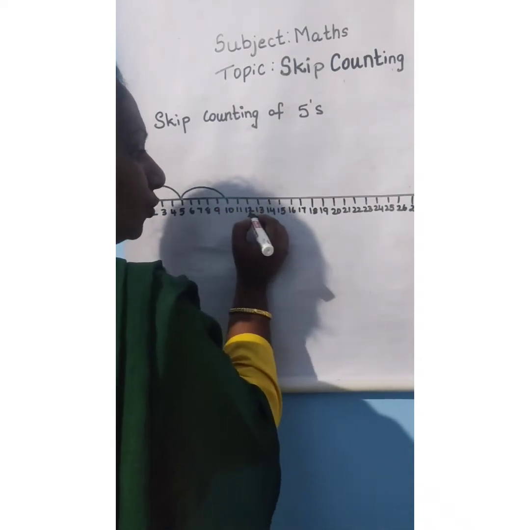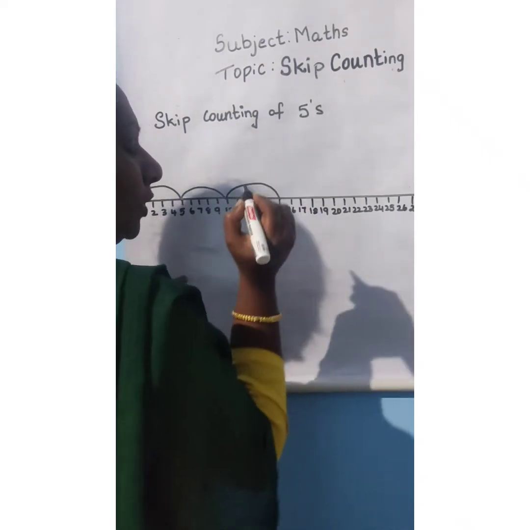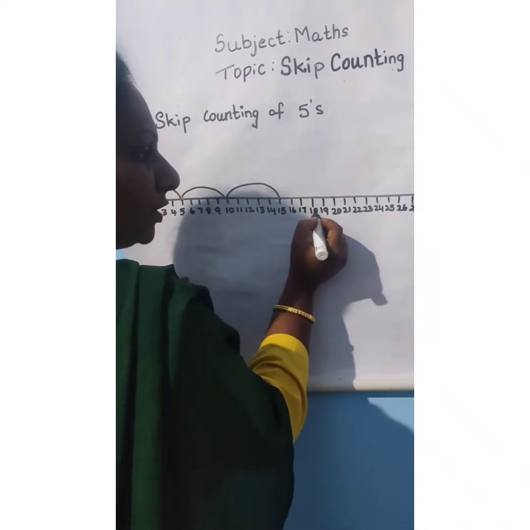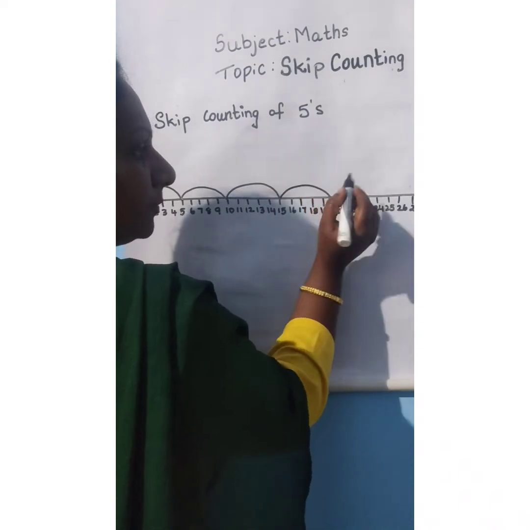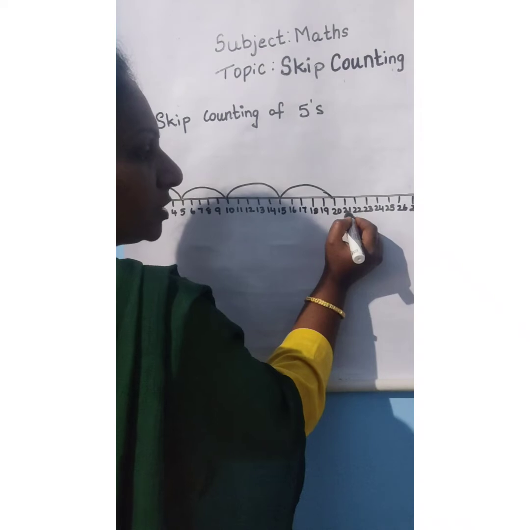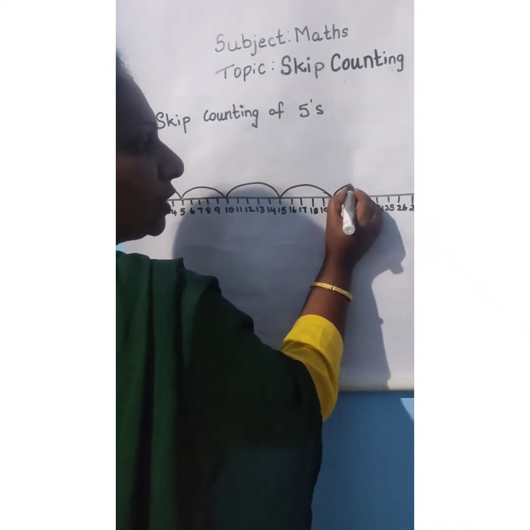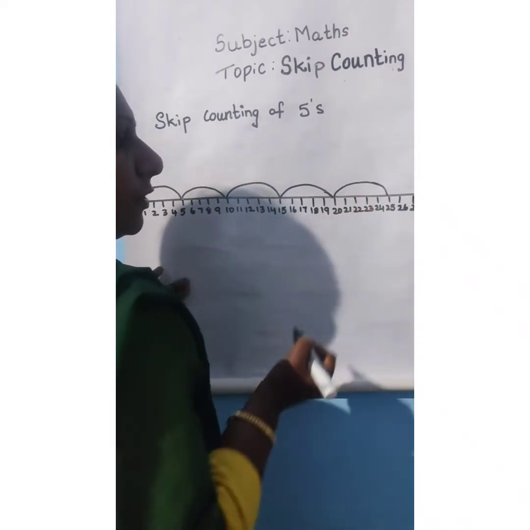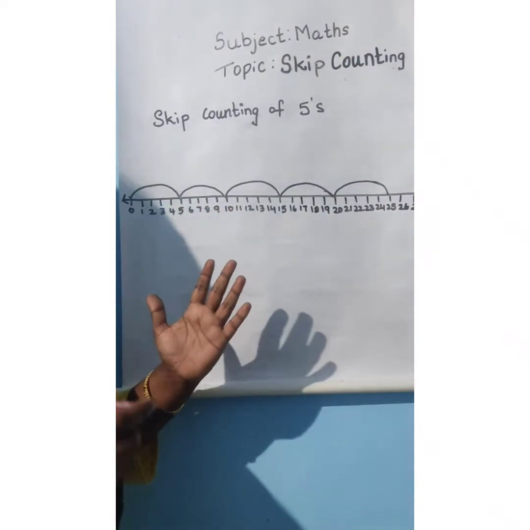That is 1, 2, 3, 4, 5. From 10 to 15. Okay, we have to jump from 10 to 15. Next is 1, 2, 3, 4, 5. So from 15 to 20. Okay, from 15 to 20. Next is 1, 2, 3, 4, 5. So from 20 to 25. Okay, from 20 to 25. So what will be the next number?